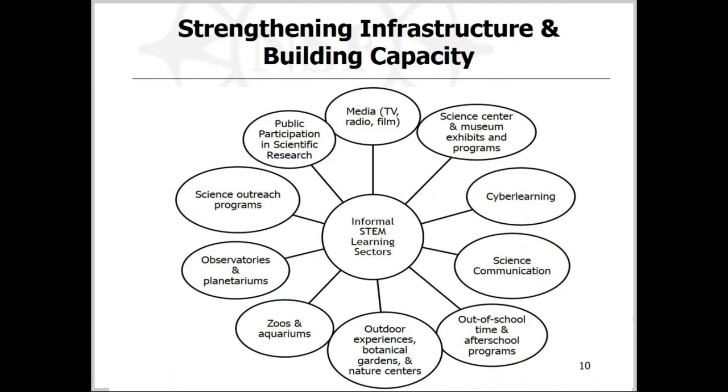Strengthening infrastructure and building capacity. Building capacity and infrastructure are critical for advancing the field of informal science education and the work we support and fund. As you look at this graphic, you'll see that there are many aspects to informal STEM learning and different sectors. Strengthening the infrastructure and building the capacity of these sectors is important to us, and we look for proposals to demonstrate their ability to do these types of things.